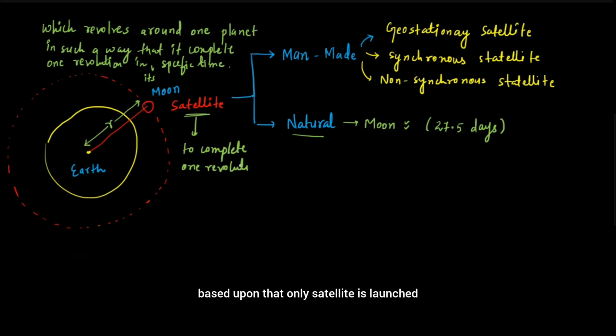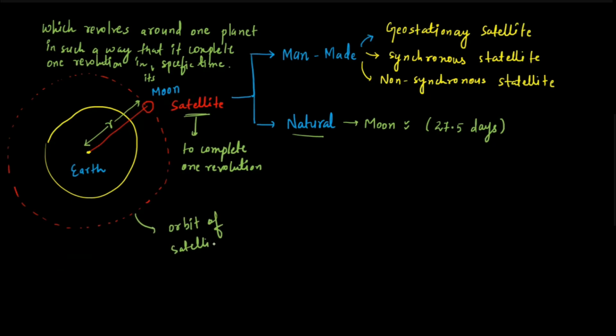Based upon that only, a satellite is launched and put into an orbit. That thing is called the orbit of the satellite. If we try to understand these different types of satellites, let us just start with the geostationary satellite.